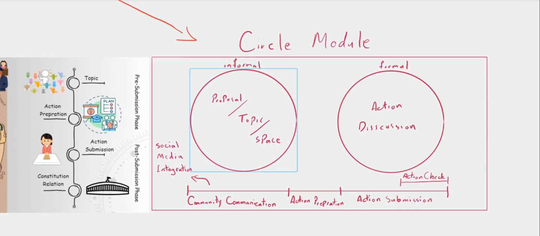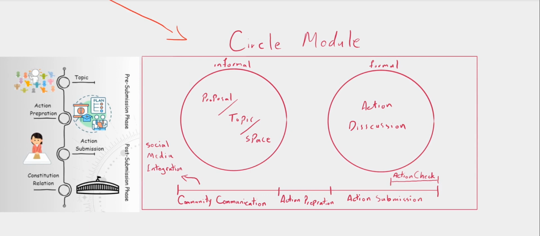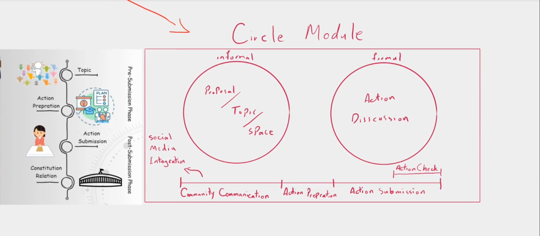In post-submission, all the actors will participate in formal communication to express their opinions and ideas. As you can see down here, the flow starts with community communication, and then the proposers and the selected people will communicate with each other, make a final proposal, and then it reaches the action submission.